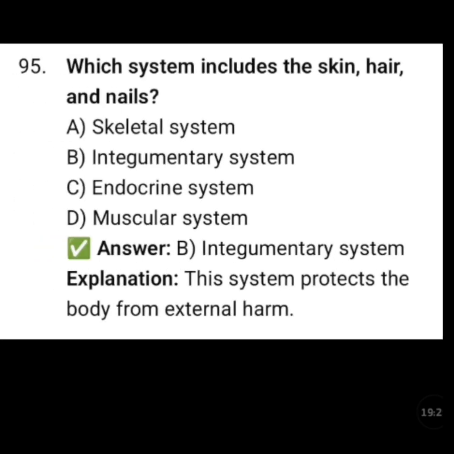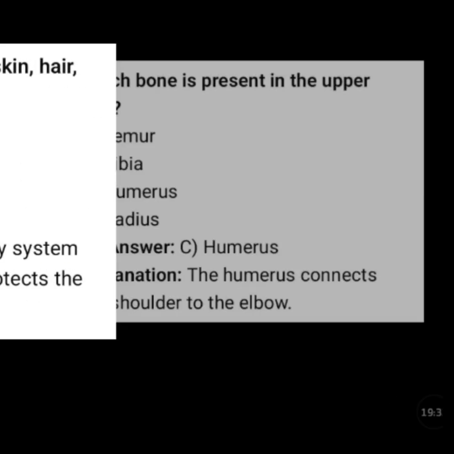Which system includes the skin, hair, and nails? Skeletal system, integumentary system, endocrine system, muscular system. The correct answer is option B, integumentary system. This system protects the body from external harm.